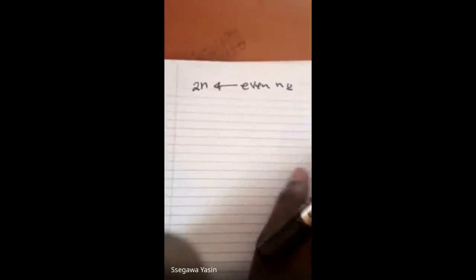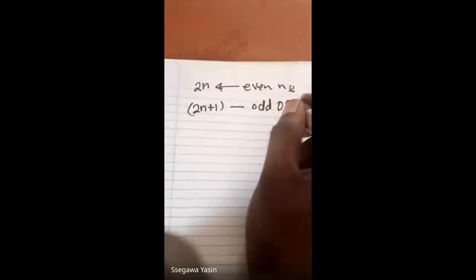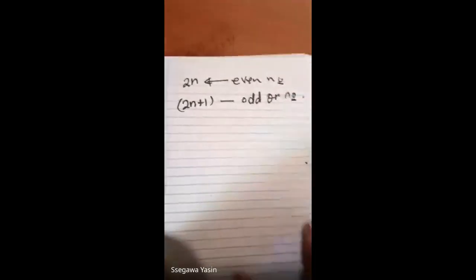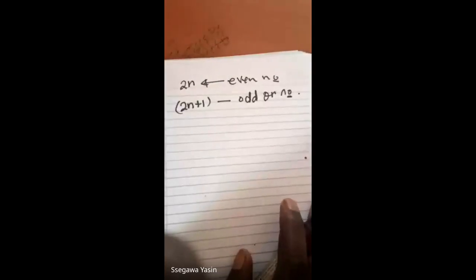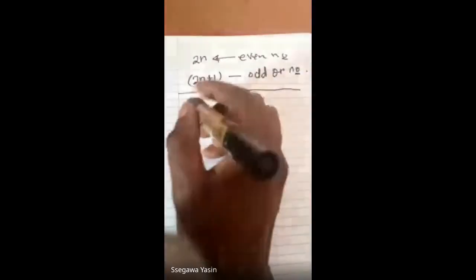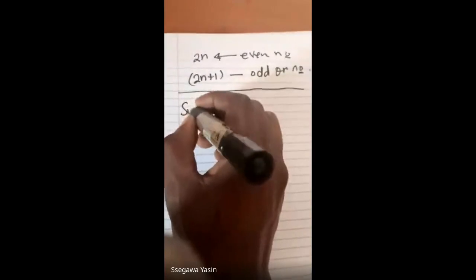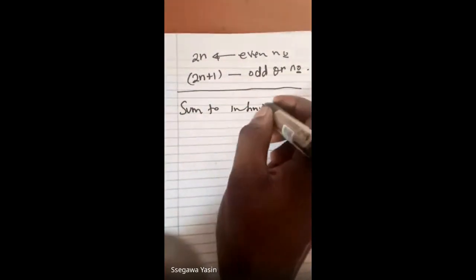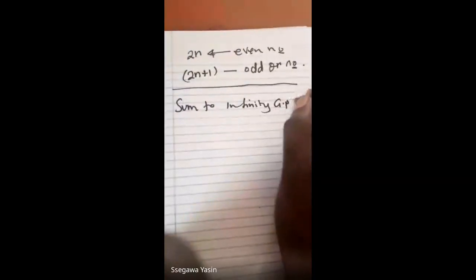Now, another thing, maybe something which we may need later, is that generally in math, when I write 2n, this implies an even number. When I write 2n plus 1, this implies an odd number. So you should also know that, because we are going to introduce series after some little time, because we know we are having sum to infinity, sum to infinity of a GP and of an AP.